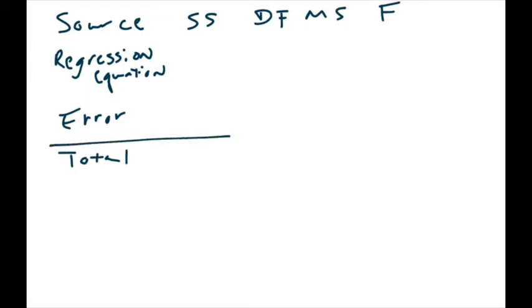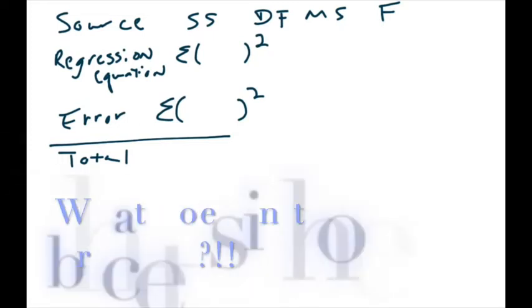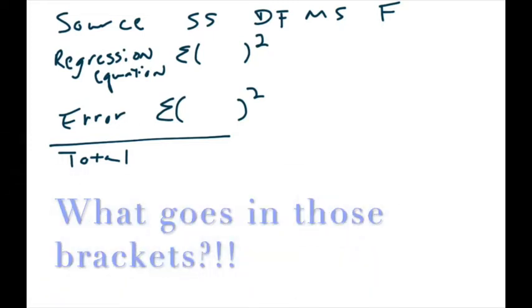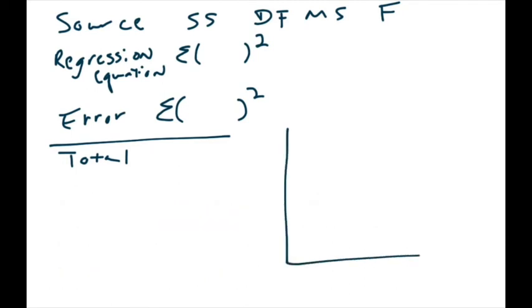Now, our sums of squares regression is going to be a sum of squares, just like it always is. And our sums of squares error is going to be a sum of squares, just like it always is. So it's always going to be the sum of something squared. But what is it the sum of? And that's the real trick in understanding regression.